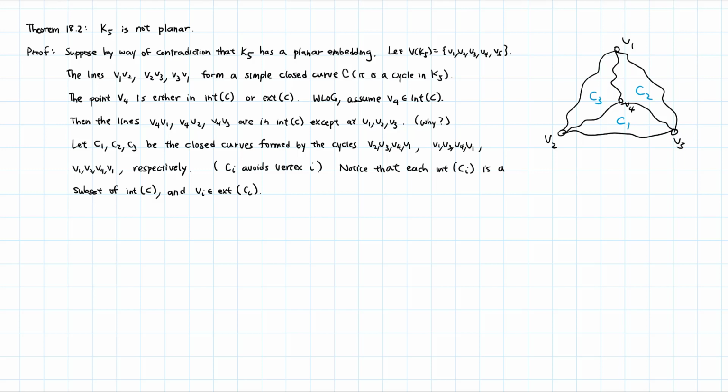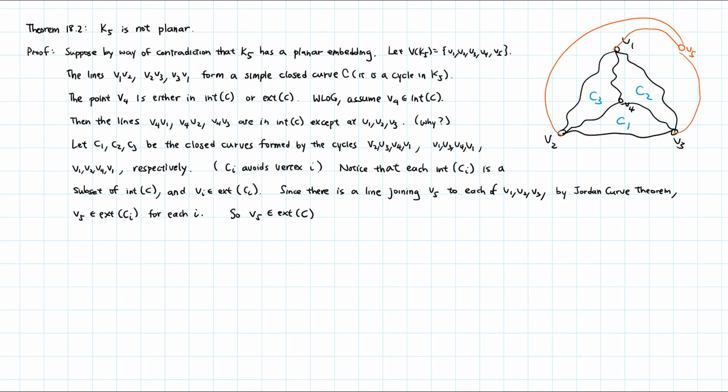We now look at the final vertex of K5, which is V5. Can you see where the point V5 is located? We know that there is a line joining the point V5 to each of the points V1, V2, and V3. And because Vi is in the exterior of Ci, by the Jordan curve theorem, V5 is also in the exterior of Ci for each i. This means that V5 is in the exterior of the larger curve C. Can you see why this is a bad thing?